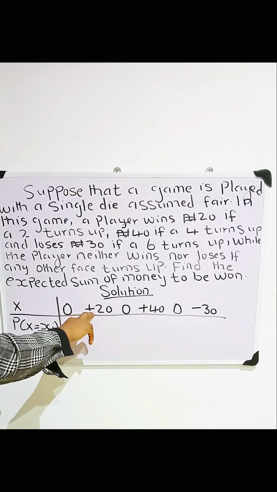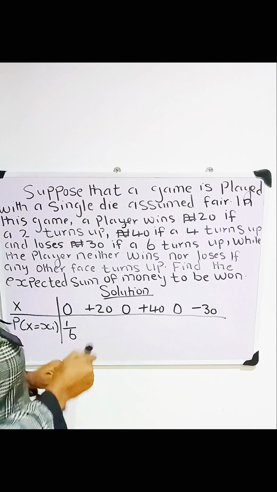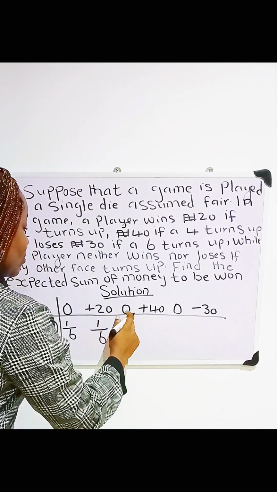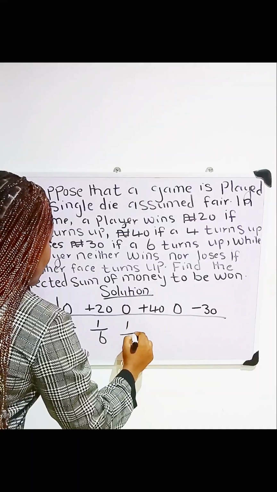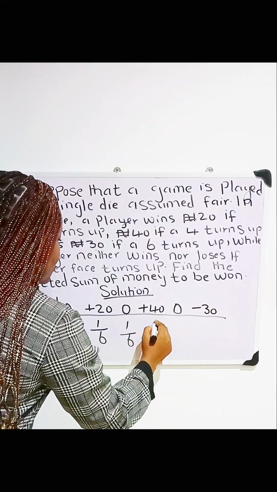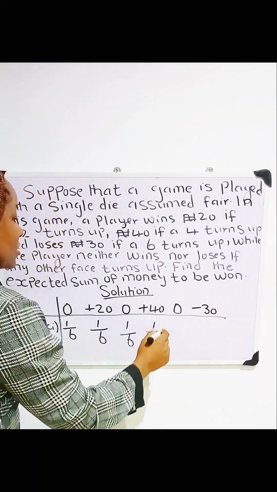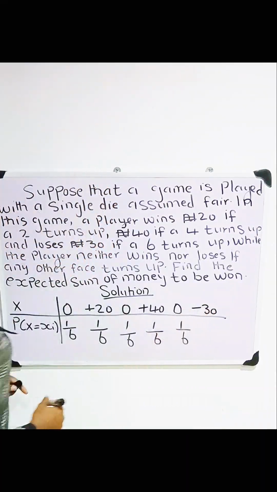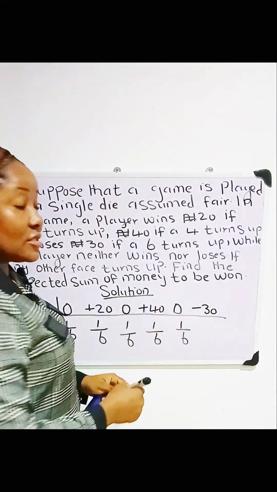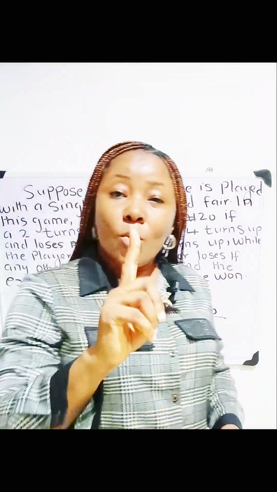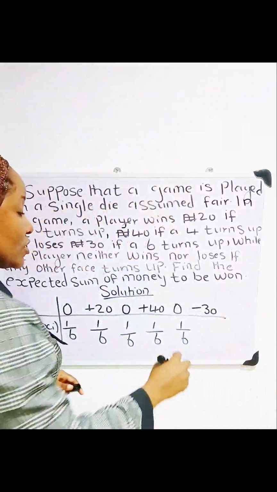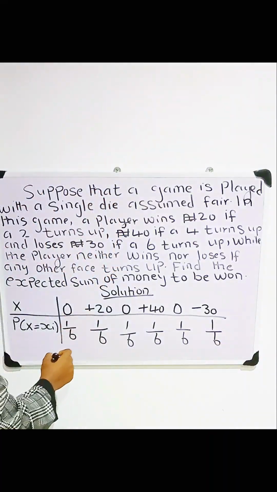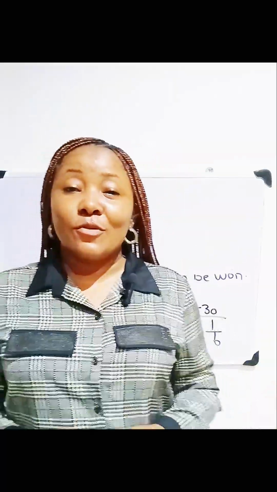So what about when a 2 comes up? It's just 1, so it's still going to be 1 all over 6. When a 3 comes up, it's still 1 all over 6. When a 4 comes up, 1 all over 6. When a 5 comes up, 1 all over 6. And when a 6 comes up, which is obviously when he loses 13 naira, that is also happening 1 time all over the possible number of times, which is 6. So this is 1 all over 6.